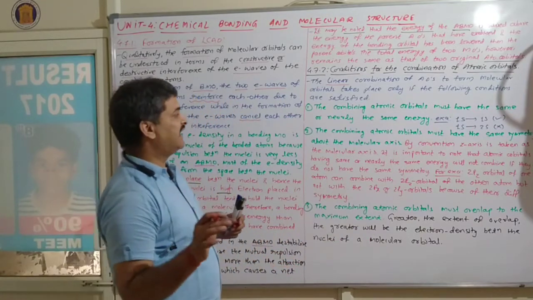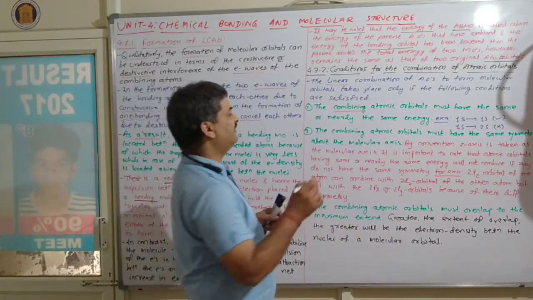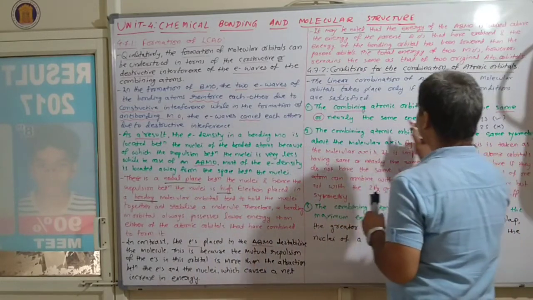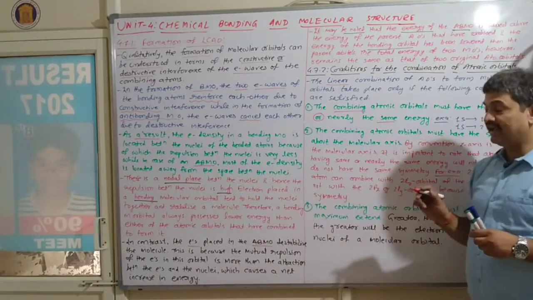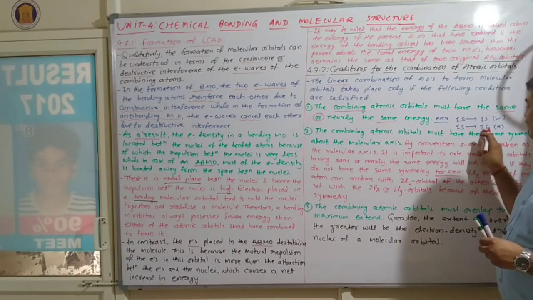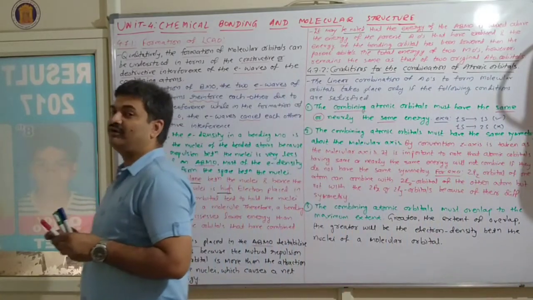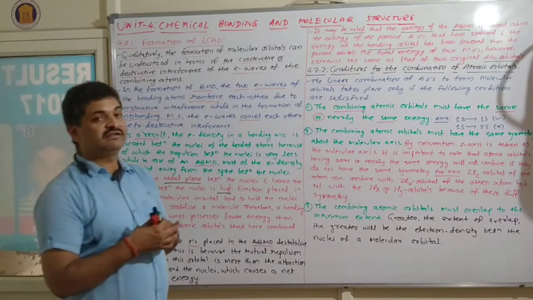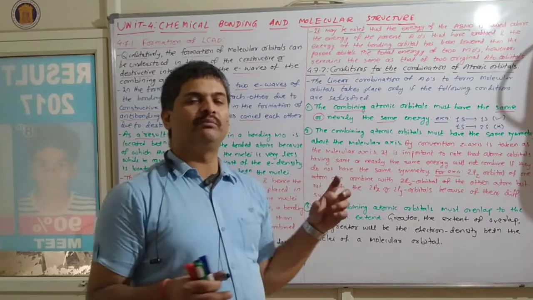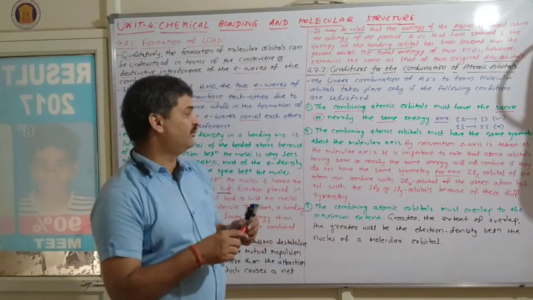Here three conditions are: the combining atomic orbitals must have the same or nearly the same energy. जैसे यहाँ पे देख, 1s will combine with 1s only. 1s will never combine with 2s. Why? Because 1s is a member of the K shell, while 2s is a member of the L shell. It means during bond formation, whatever orbitals combine with each other, their energy should be the same.